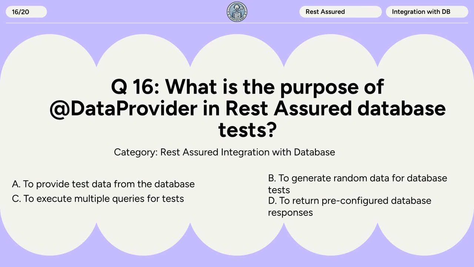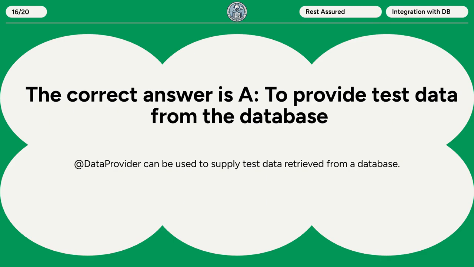Question 16. What is the purpose of data provider in REST Assured database tests? A. To provide test data from the database. B. To generate random data for database tests. C. To execute multiple queries for tests. D. To return pre-configured database responses. The correct answer is A. To provide test data from the database. Data provider can be used to supply test data retrieved from a database.